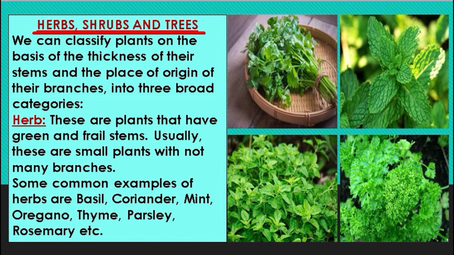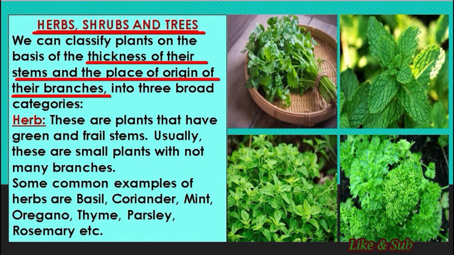Students, plants are generally classified on the basis of the thickness of their stems and the place of origin of their branches. And students, on these criteria, plants are generally classified into three broad categories, that are herbs, shrubs and trees. Now let's understand what herbs, shrubs and trees are and what is the difference between the three.